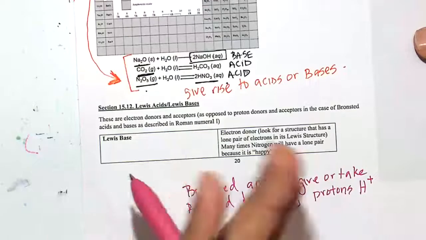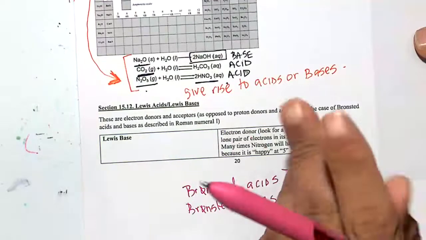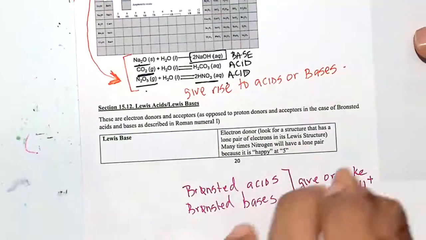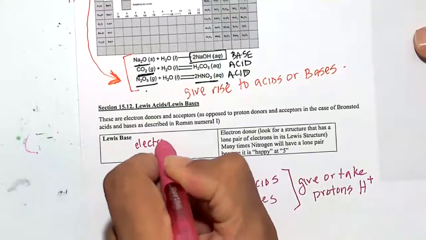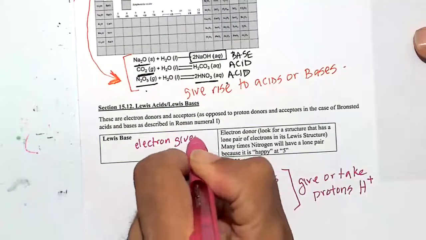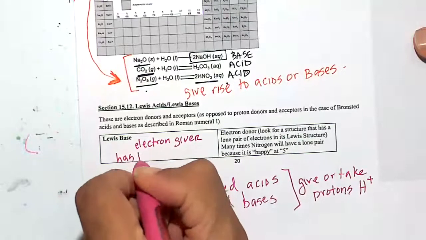This is your examination, essentially chapter 15. Lewis acids, Lewis bases give or take electrons. A Lewis base is an electron giver. Usually it has a lone pair.